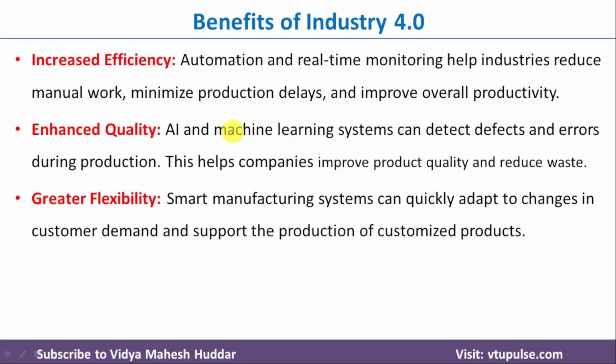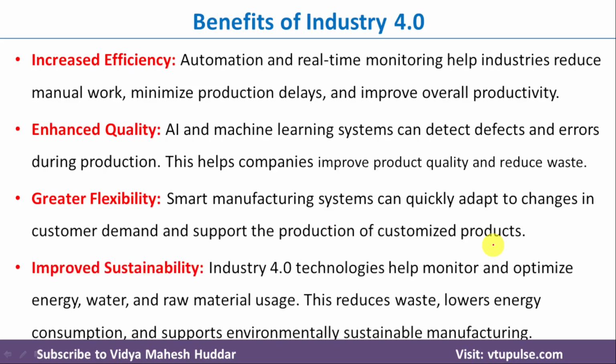Next one is greater flexibility. Smart manufacturing systems can quickly adapt to changes in customer demands and support the production of customized products. It means that as per the customer requirement, we can change our production.